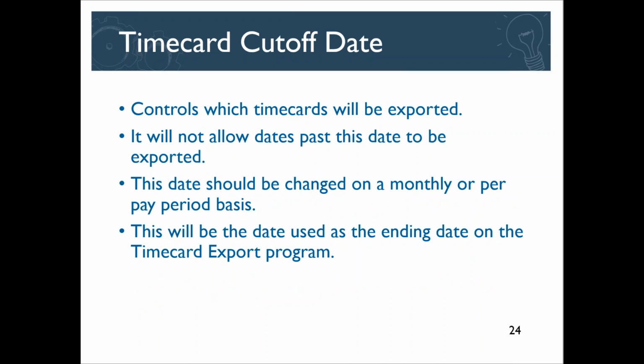So the time card cutoff date, this is also a new parameter. I will show you in a few minutes where we've moved the date range from the time card export to here. This will control which time cards will be exported. Any time cards that are past this particular date will not be exported. And you do have to come in here on a monthly basis and change it as needed.